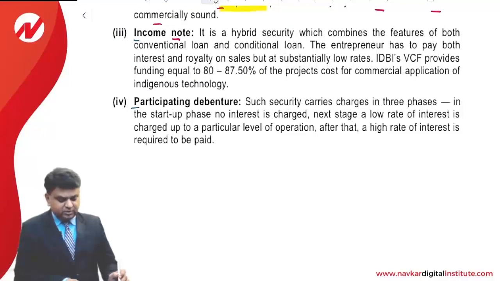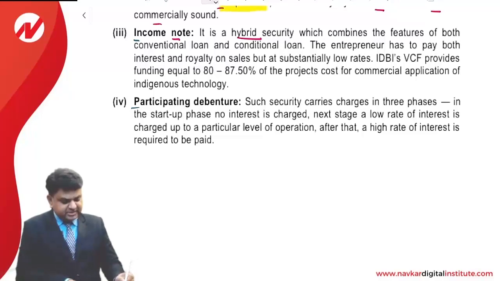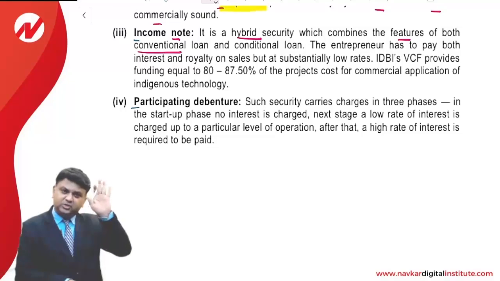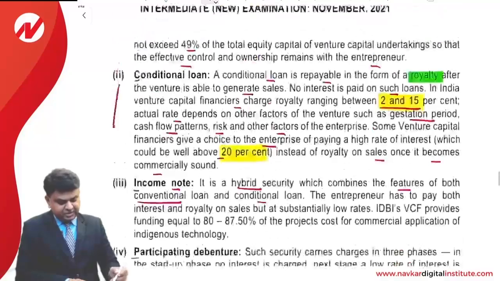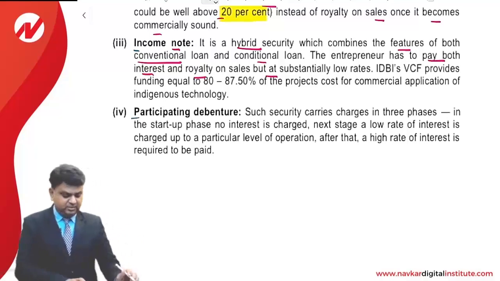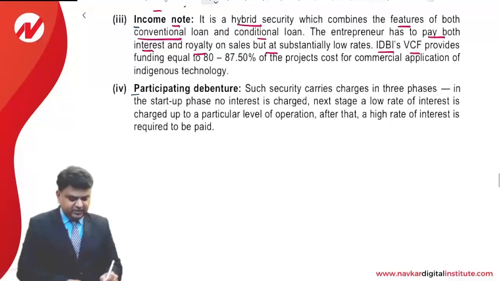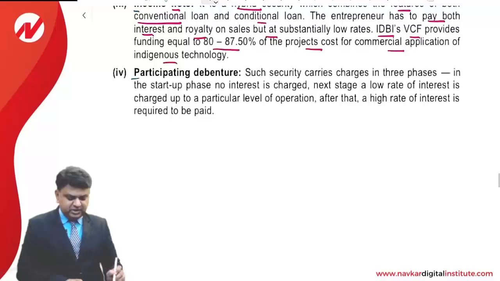The third is income note. It is a hybrid, and hybrid means combination. It is a security which combines the features of both conventional, that is the older one, and conditional, that is the newer one. The entrepreneur has to pay both interest and the royalty on sales, but at a substantially low rate. IDBI's venture capital financer provides funding equal to 80% to 87.5% of the project cost for the commercial application of indigenous technology.